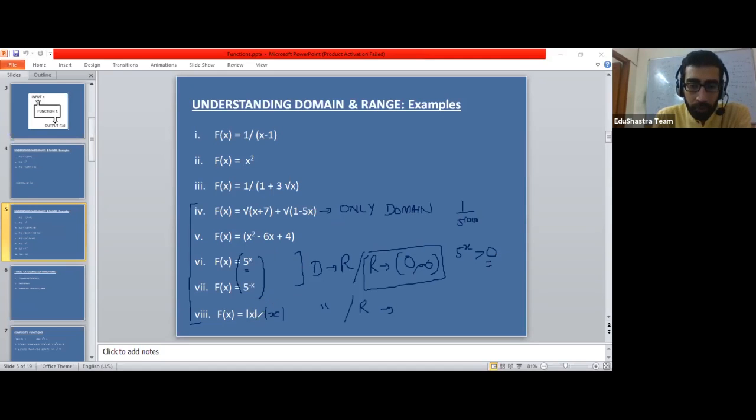For f(x) equal to mod of x, the domain is all real numbers, but the range includes 0. That's the only difference. In the two above, 6 and 7, 0 is not included, and thus you have this curly bracket. And in mod x, 0 is included because x equal to 0 is defined. You can put x equal to 0, you find f(x) or y equal to 0, and thus there's a small difference. Very important and rightfully pointed out by Abhishek. Good, Abhishek, well done.